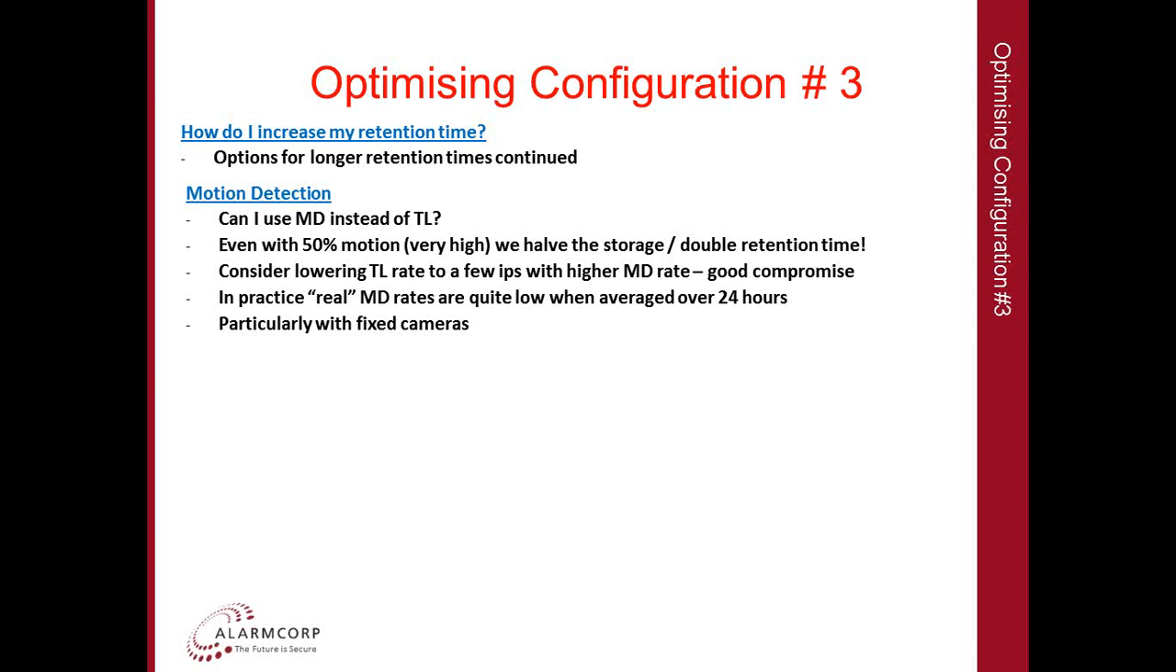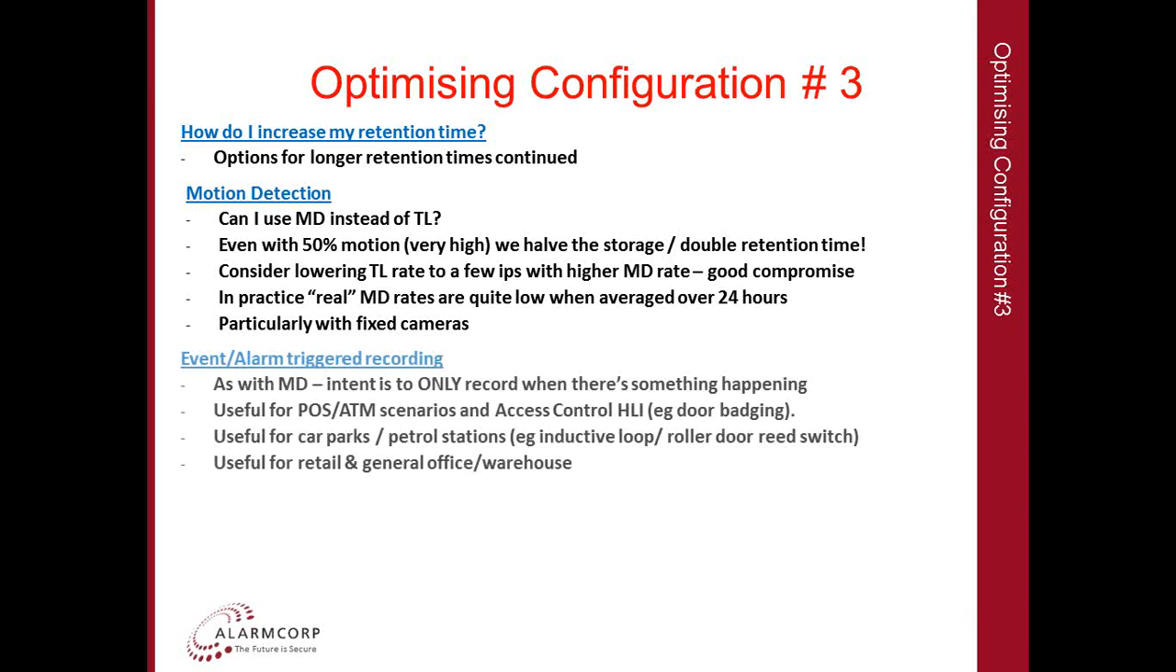Now, in practice, real motion detection rates are quite low on average over 24 hours, and we could be looking anywhere between 10 and 20% for a typical retail application. Now, again, some cameras, such as the checkout cameras, might be having much higher motion. But if you average it across a typical hardware store, for example, many cameras in some of the aisles will be lucky if they get a minute's worth of motion in an hour. So again, this can work quite well with fixed cameras.